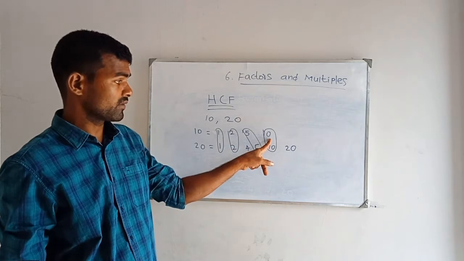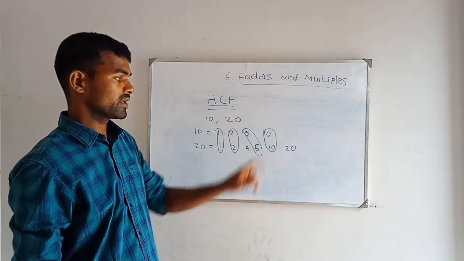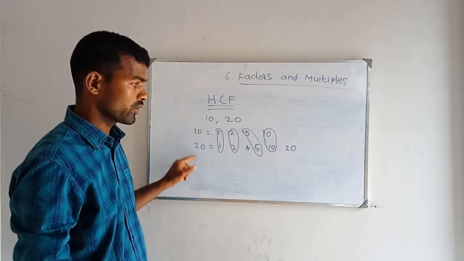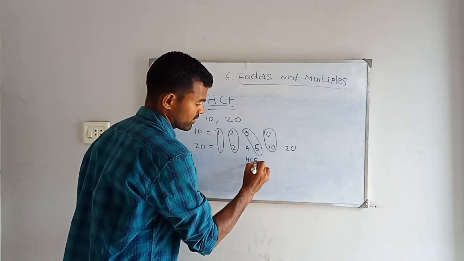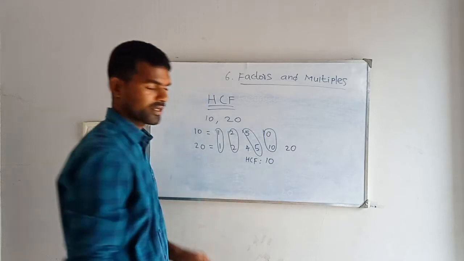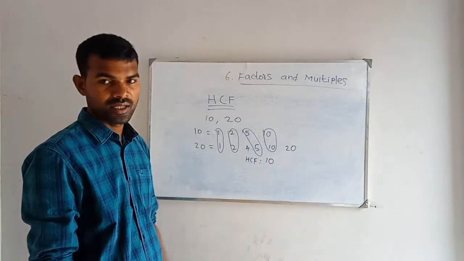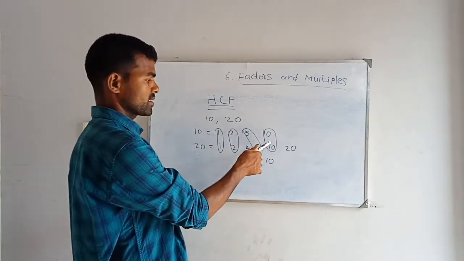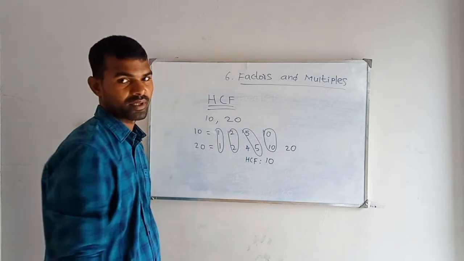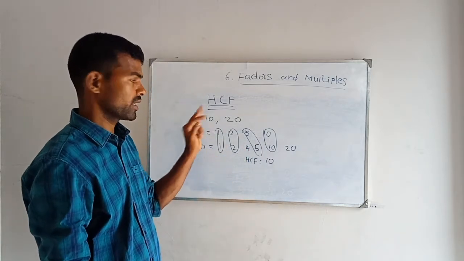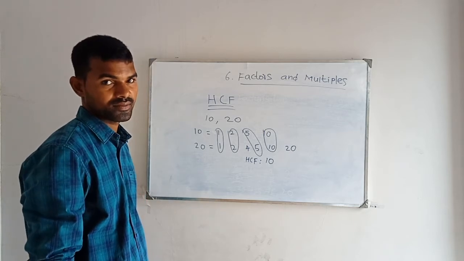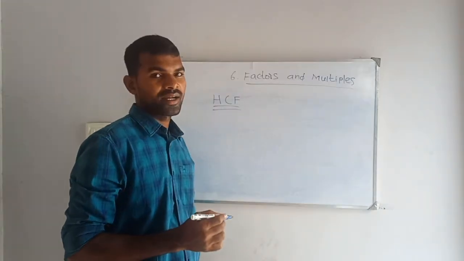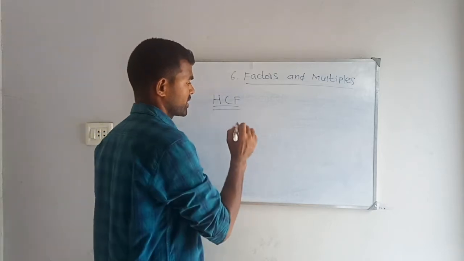So we have to find the HCF of 10 and 20, and the answer here is 10. The HCF of these two numbers is 10. It is the greatest number that can divide both numbers. This is the HCF. Like this, now we are going to find it by another method.